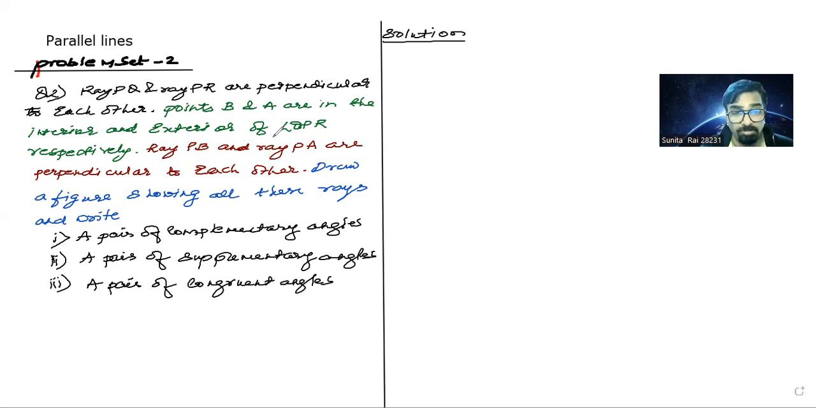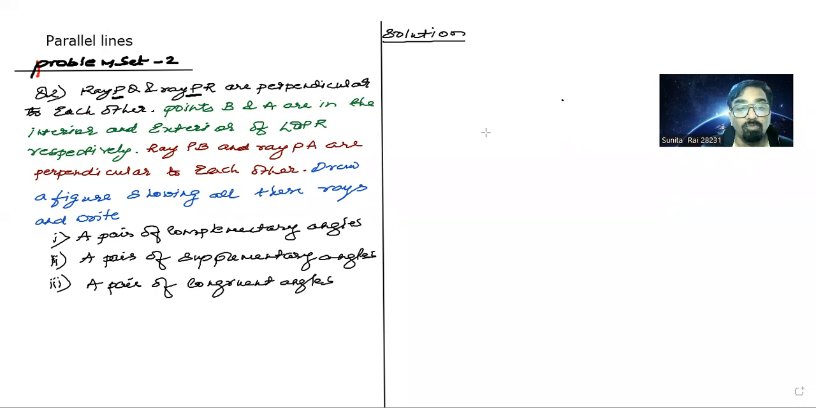Again, I'm reading, children: ray PQ and ray PR are perpendicular to each other. That means two rays are said to be perpendicular when they make an angle of 90 degrees. You can clearly see that for ray PQ the starting point, the origin, is P, and for ray PR the origin is also P. Both of them start from the same point P, and they are perpendicular to each other. They make an angle of 90 degrees.